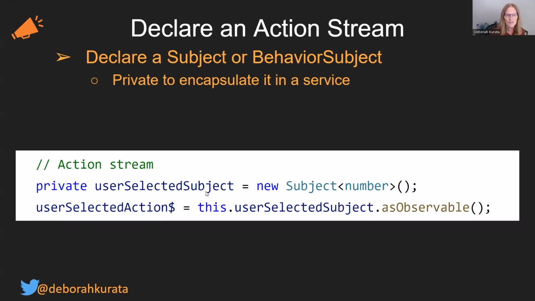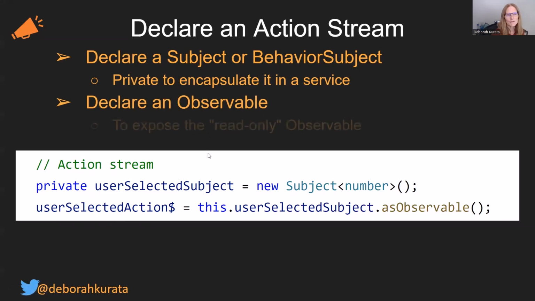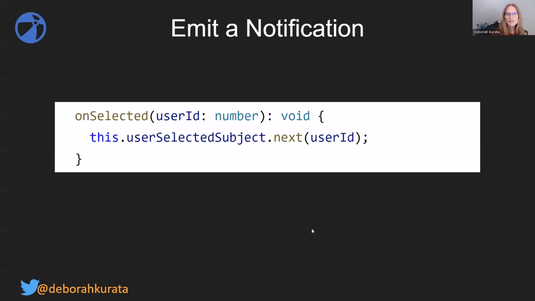Next, we declare an observable, that's our second variable here, and that exposes the read-only part of that observable. So we use the asObservable to get the observable read-only portion of that and use it in our declared variable here. That way, any other piece of code in our application can subscribe to that or react to that and get notifications from the subject.